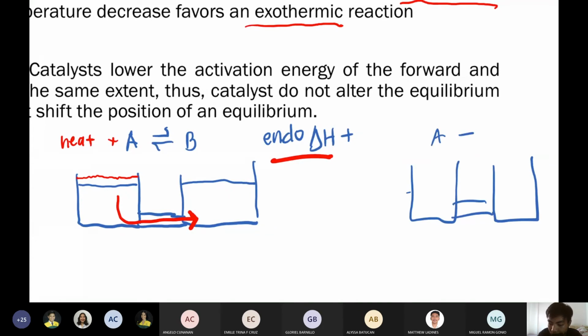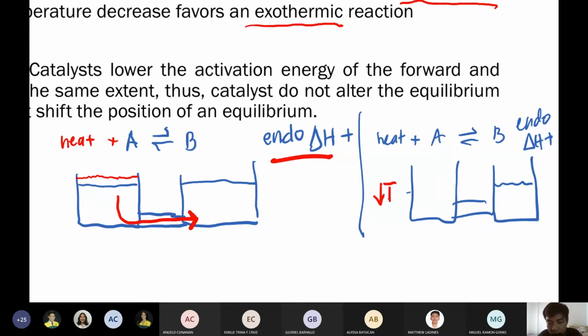We still have the same equilibrium, still endothermic. So, the heat is a reactant when it's endothermic. Okay. So, what if you lower the temperature? So, imagine your reactant side is low, because you lowered the temperature. So, what will happen to the equilibrium? It will be shifted to the left. Okay? So, that's it, in order to achieve the balance again.